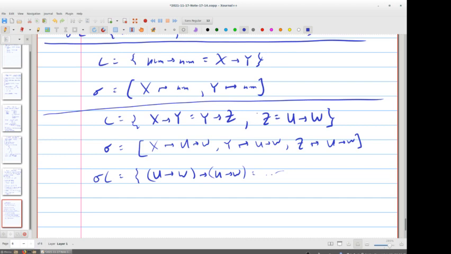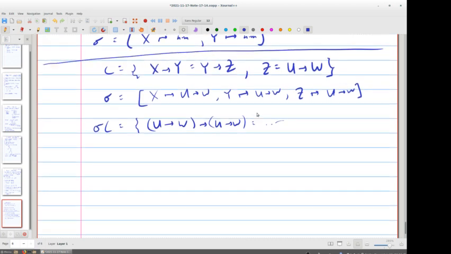Okay. So now, if you had some other substitution, like say sigma prime, that could be more specific than this. It could say, well, let x be num arrow num, and let y be num arrow num, and let z be num arrow num. Well then, this substitution is not the principal substitution, because it can be factored into two parts, where the most general substitution comes first.